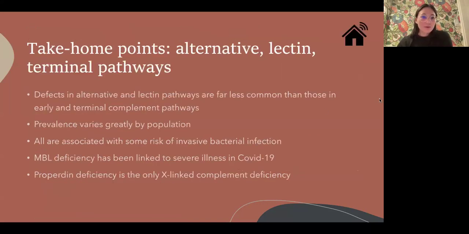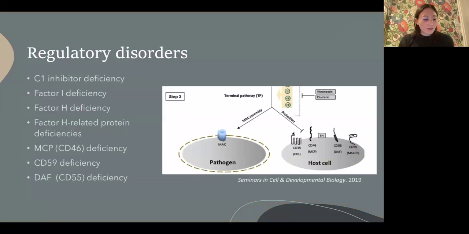All right, so our take-home points about the rest of the pathways that we just went over. The alternative and lectin pathway defects are a lot less common than the early and terminal complement pathway disorders. And the prevalence really depends on what population you're looking at. All of them have some increased risk of invasive bacterial infection. And then interestingly, MBL deficiency has been linked to severe illness in COVID-19. And then the board question is that properdin deficiency is the only X-linked complement deficiency.